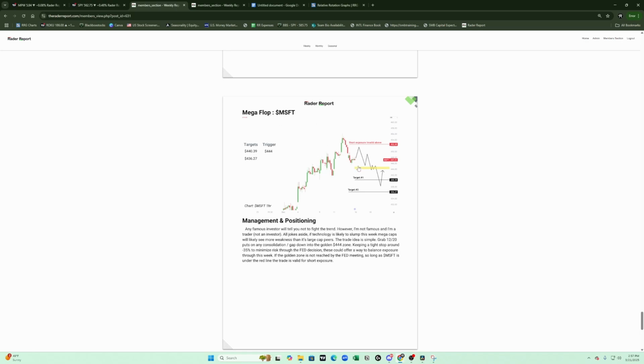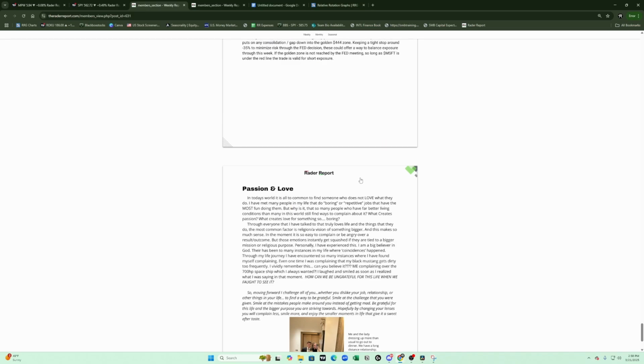And one of the names that we did end up playing was Microsoft. This was a leader of the previous trend, of course, being mega caps, and this was our downside trade.